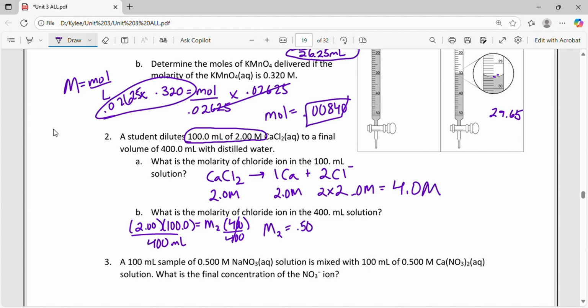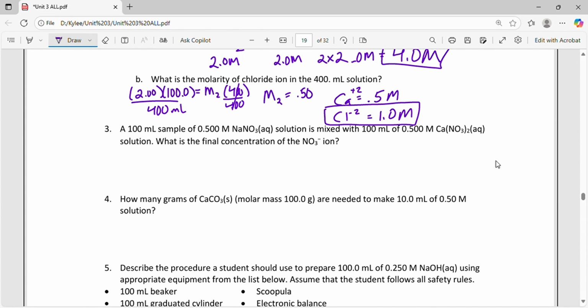So if we take that same concept from the first one, we have 0.5 molarity, which means calcium will be 0.5, but the chloride ion is going to be twice as much. So our chloride ion is going to have a 1 molar.